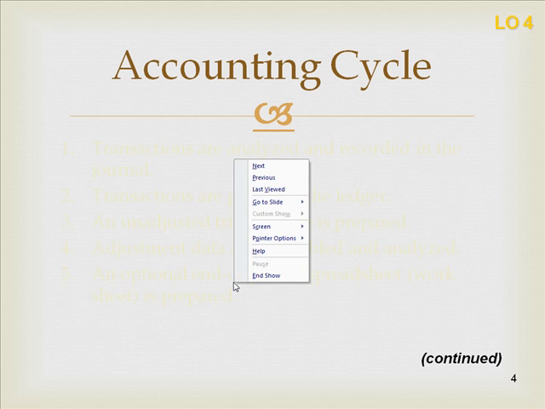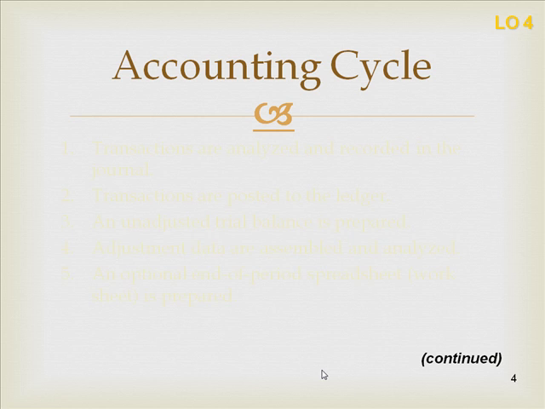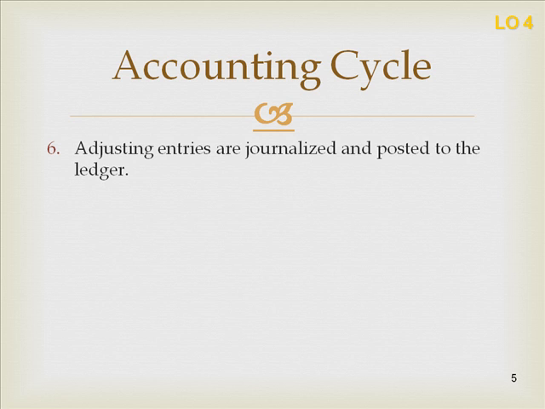Step 5 is an optional end of period worksheet. This is optional because in today's world it's kind of obsolete at this point with computerized accounting systems. However, some systems will still do the spreadsheet, and you still need to know how to do this on paper. Step 6 is adjusting entries are journalized and posted to the ledger. So in step 4, you gather, assemble, and analyze, and in step 6, you're actually going to journalize and then post those adjusting entries to the ledger.